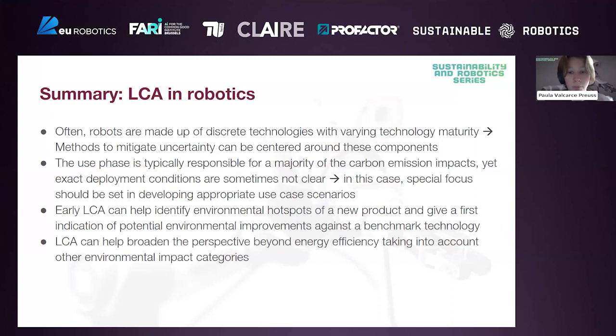And yeah, for a bit of motivation or a reminder, the life cycle assessment can help, especially in the early stages of development, to identify environmental hotspots of a new product and aid in finding improvements in the design for building a more environmentally sustainable product. And it can help broaden the perspective beyond just energy efficiency, look at other impact categories, see how we can improve, especially with novel materials, and give pointers in that direction.